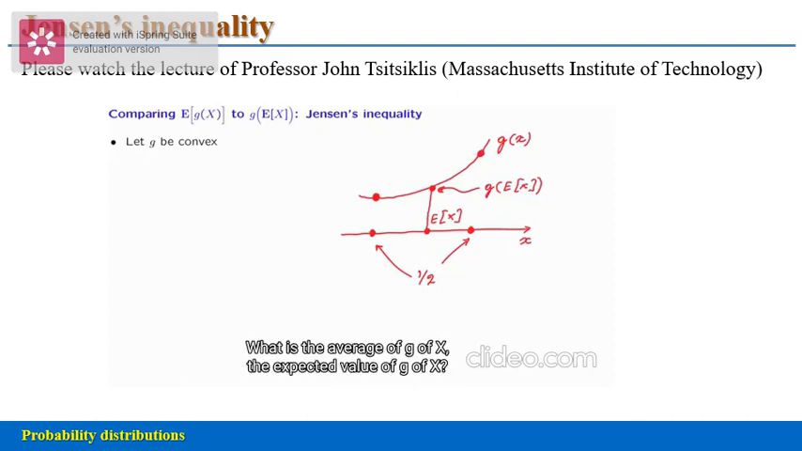What is the average of g of X, the expected value of g of X? It's going to be 1/2 of this value plus 1/2 of this value, which you can find as follows. If you draw a straight line, it's going to be this much. So this quantity here is the expected value of g of X. And we see that in this example, the expected value of g of X is above the value of g evaluated at the expected value of X. So this is what Jensen's inequality says, but for a more general distribution for the random variable X.